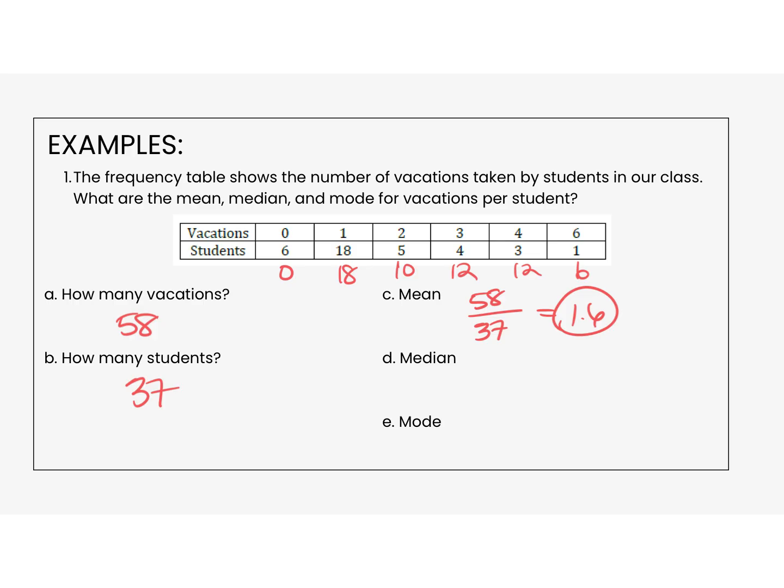The median is just the middle number. If there's 37 students, in the middle would be the 19th value, right? 36 students, half of that is 18, so 18 and a half we can't have, so that's the 19th value. So that would be 1, because there's 6 at 0, there's 18 at 1, so this would put me at the 24th. The 19th is somewhere in there, so that would be 1. And then the mode, also 1, because there were 18 students that went on 1 vacation. That was the most frequent number.